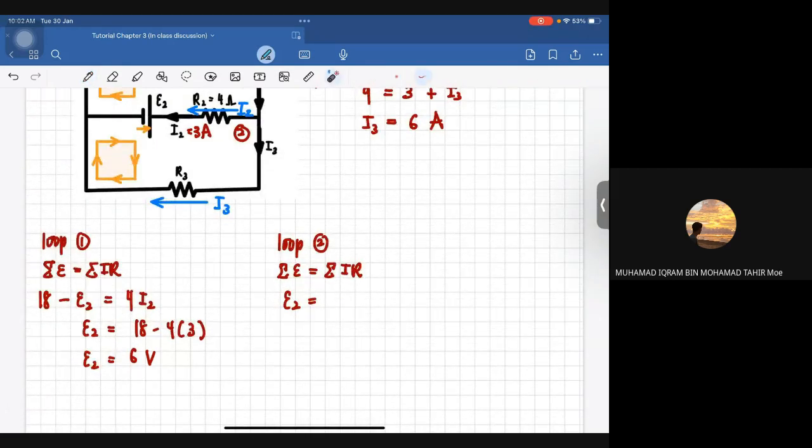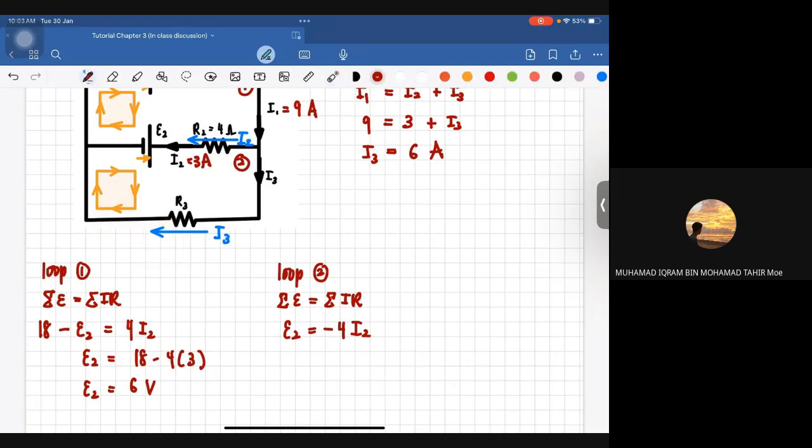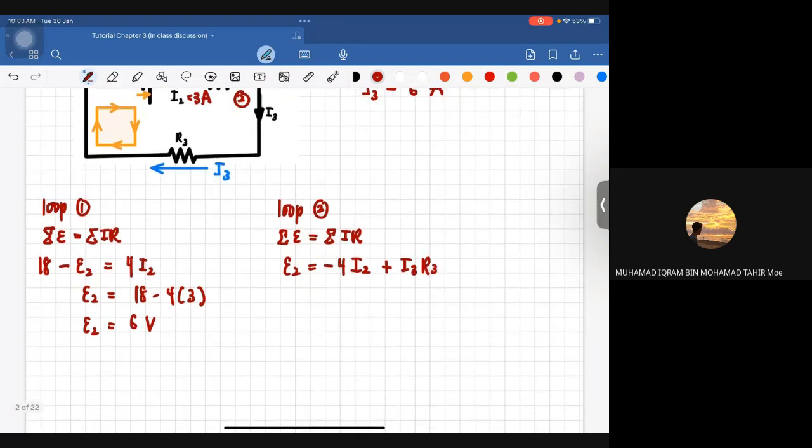Okay, so sekarang kita ada berapa resistors? Kita ada 1 and 2 resistors here. So sekarang, is it following the direction of loop? No. So it's gonna be negative 4I2. And then for R3, is it following the direction of loop? Yes. So it's gonna be positive I3 R3. So sekarang kita substitute lah apa yang kita tahu. So EMF2 is 6. This is negative 4. I2 is 3. I3 is 6. R3 is what we are looking for. So R3 is equal to 3 ohm.